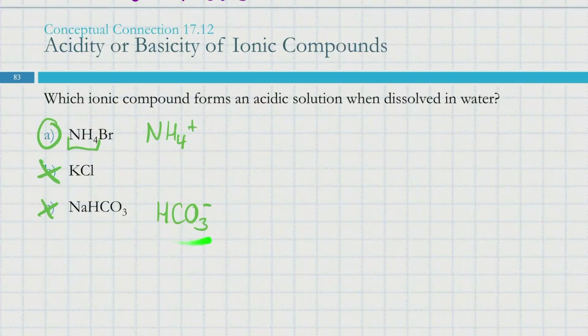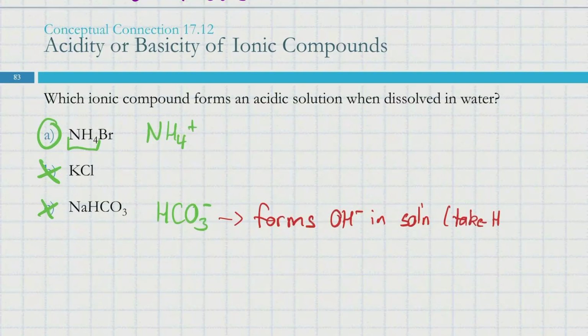And HCO3 minus, or bicarbonate, can pick up an H plus, which means it's taking an H plus out of solution. It's making an OH minus, or a hydroxide in solution. So it forms hydroxide in solution by taking a proton from water. So that will form a basic solution.